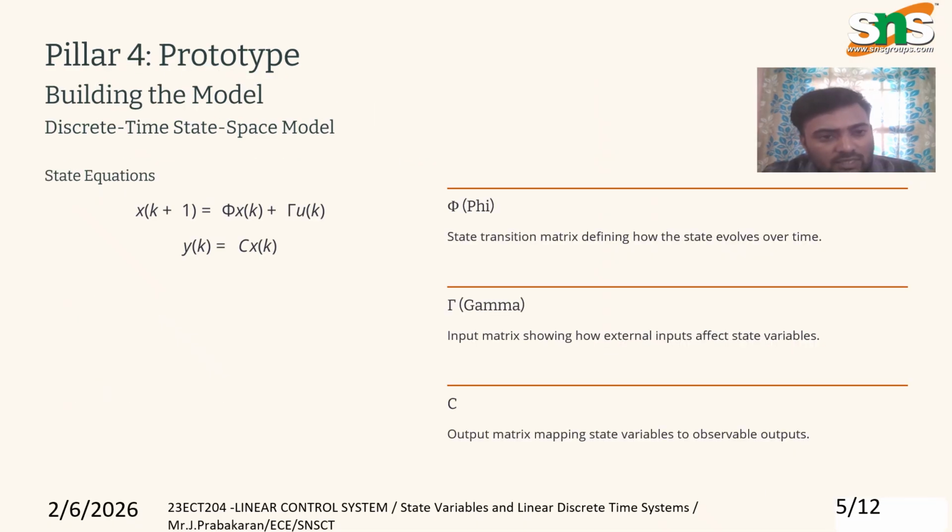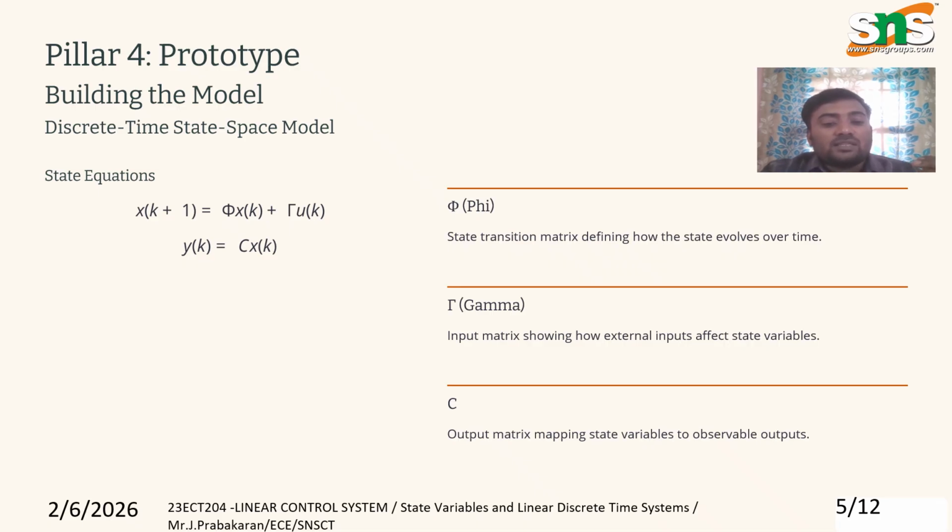Now we will build the discrete time state space model. Here state equation: x of k plus 1 equal to phi of x of k plus gamma into u of k, where u of k is the input signal and x of k is the present state, and x of k plus 1 is the next state, and phi represents the state transition matrix, and gamma represents the input matrix, and output is y of k equal to C into x of k.